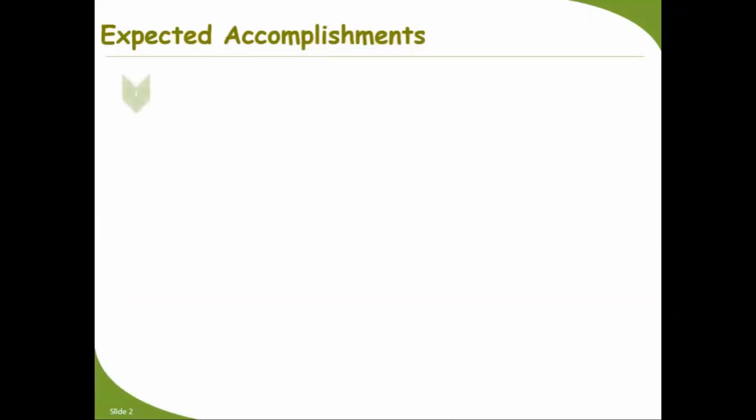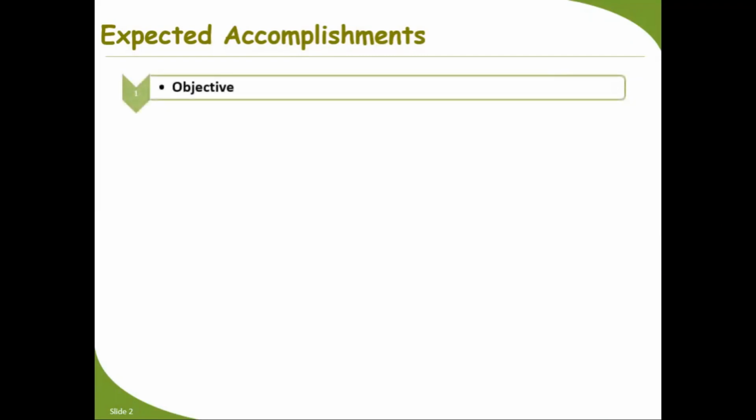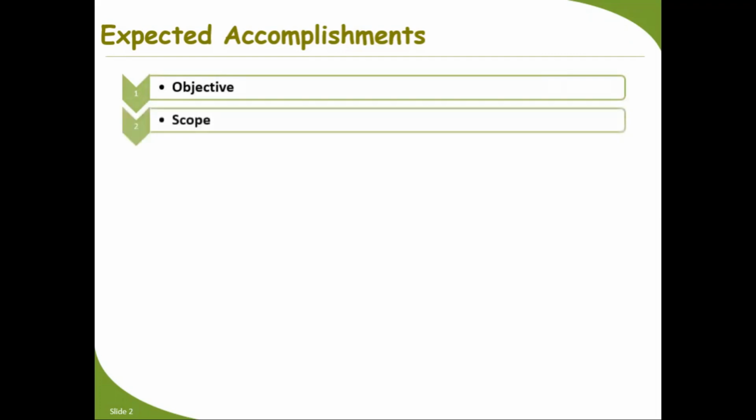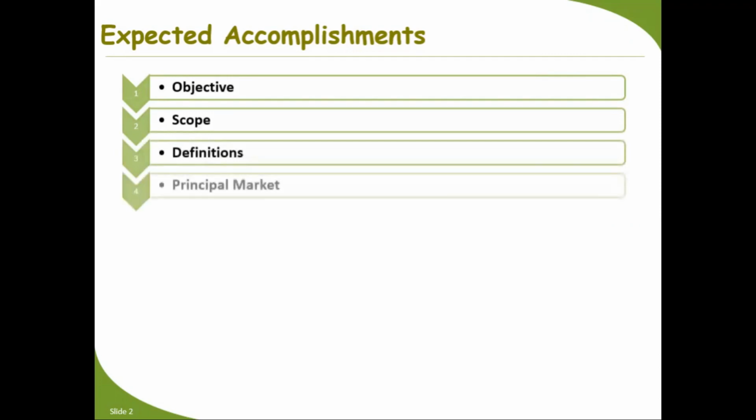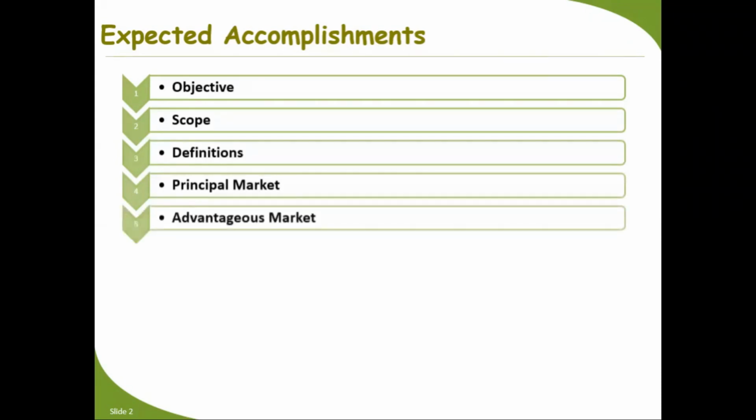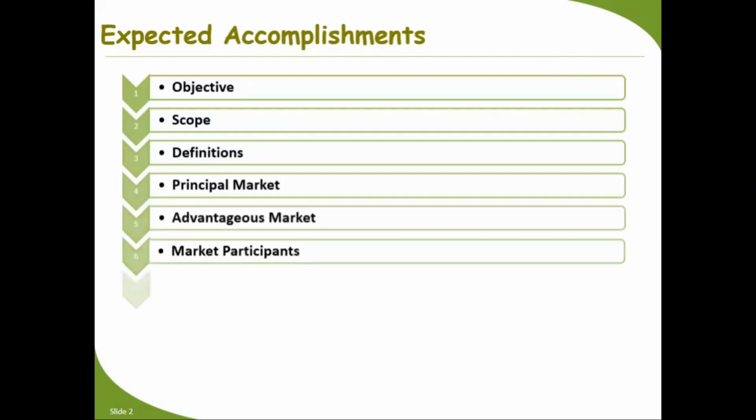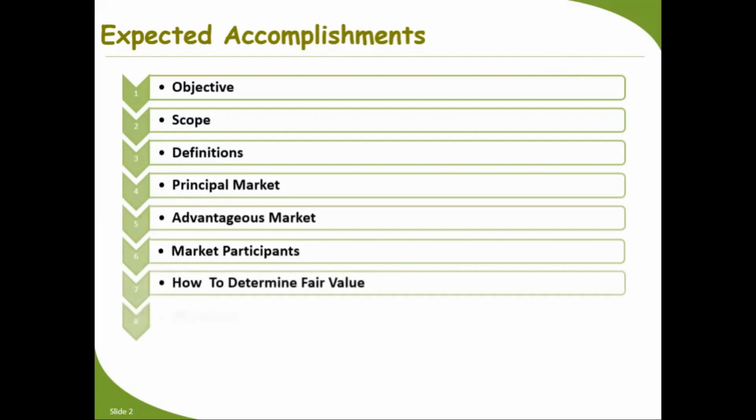Let's start. What is the expected accomplishment of today's session? We will discuss the objective of this standard. Then we will talk about the scope of this standard. Then different important definitions. Then there will be a detailed discussion about what is the principal market, and what is the advantageous market. Then who are market participants. Then how to determine fair value. Then we will discuss some disclosures related to the standard. Then we will talk about some past exam questions.